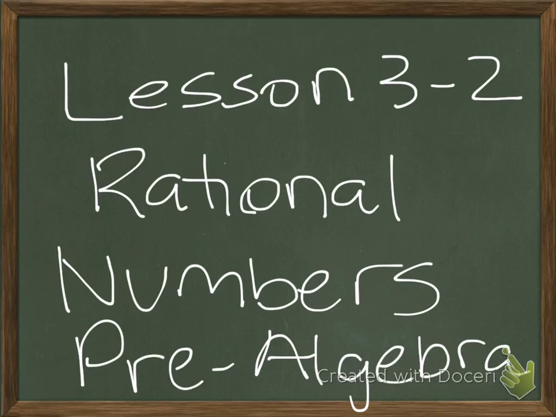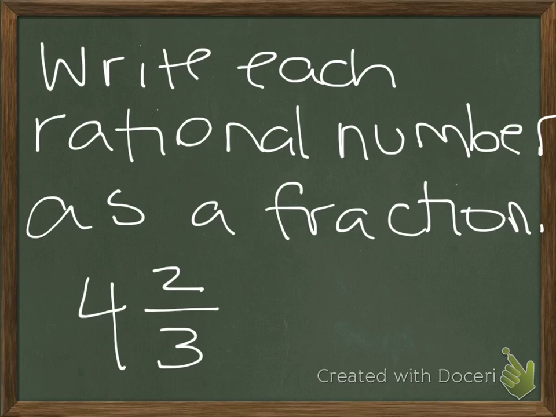Today we're looking at lesson 3.2, which is on rational numbers. This is for pre-algebra. We're going to write each rational number as a fraction. Later on in the lesson there's a chart, and I'll show you the difference between what makes a rational number what it is and what other kinds of numbers you will see.